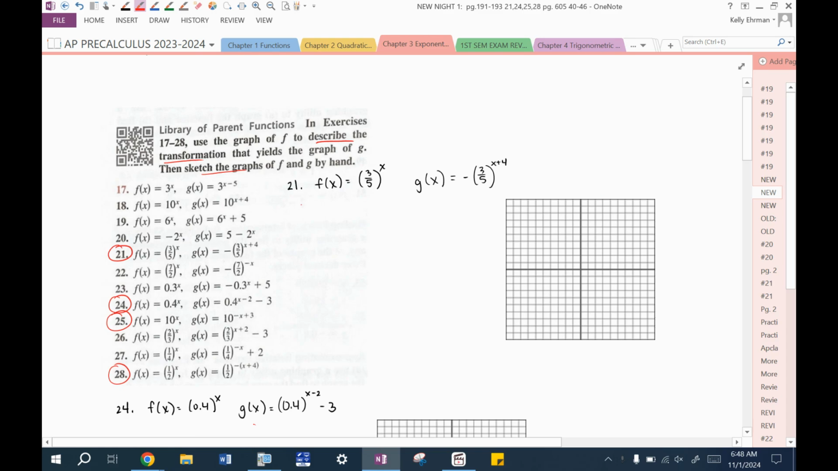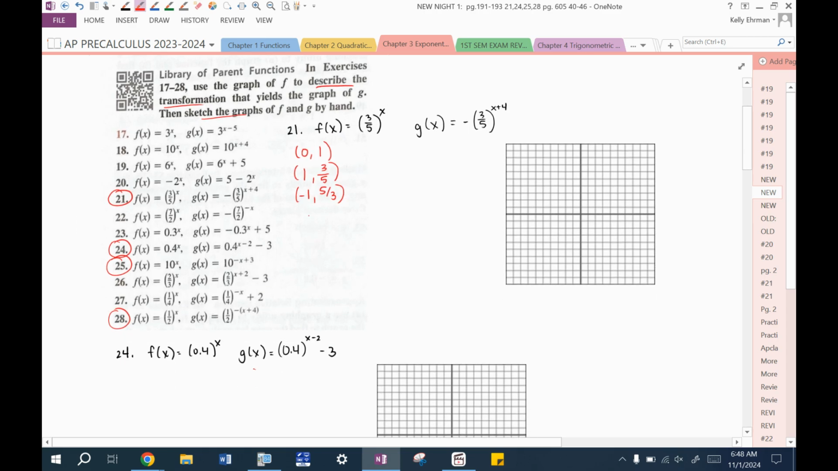So what I am going to do is, on f's graph, list out the nice points. When you plug in 0, any number to the 0 power is 1. When you plug in 1, 3/5 to the first is 3/5. Might be a good idea to plug in -1. That is the reciprocal of this number, 5/3. I like to have 3 points. You need a minimum of 2. And then remember there's this horizontal asymptote of y equals 0. So then what's going to happen to those points?